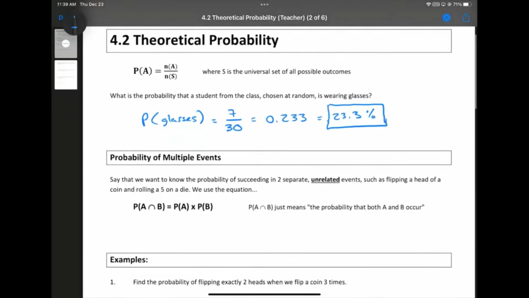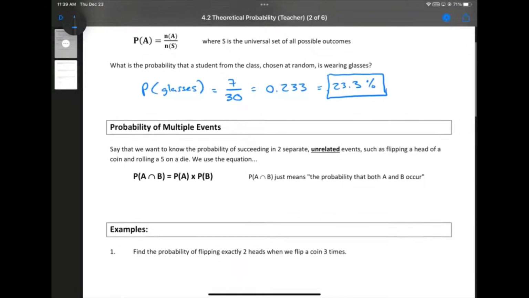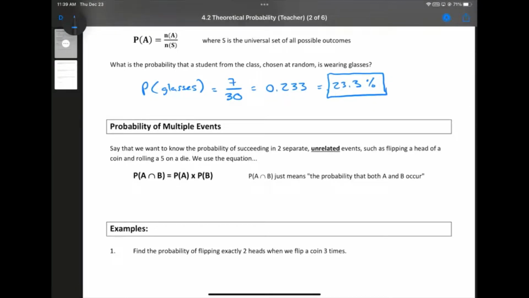Okay, if we have multiple events occurring, and this comes up a lot. So for instance, if we're flipping multiple coins, or if we're rolling multiple dice, or if we're drawing multiple cards from a deck, that one's going to be very special. We're going to talk about that one a little bit more later in lesson 4. But that one's kind of a special one.